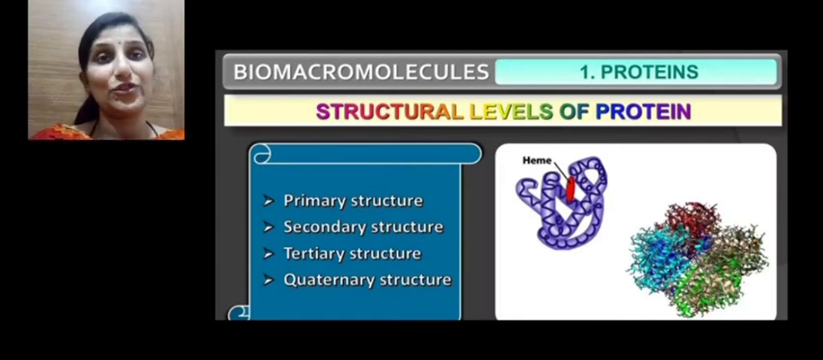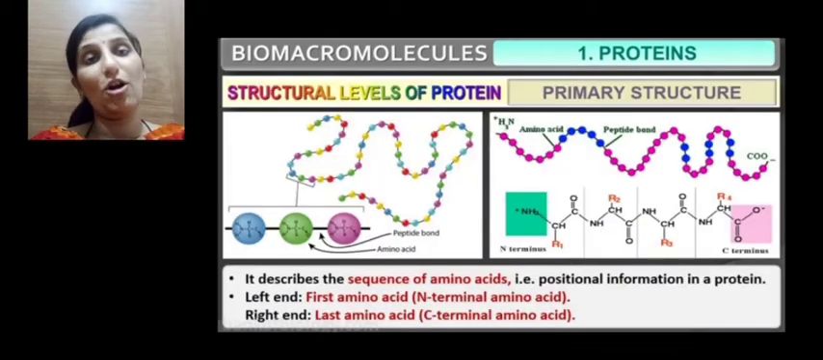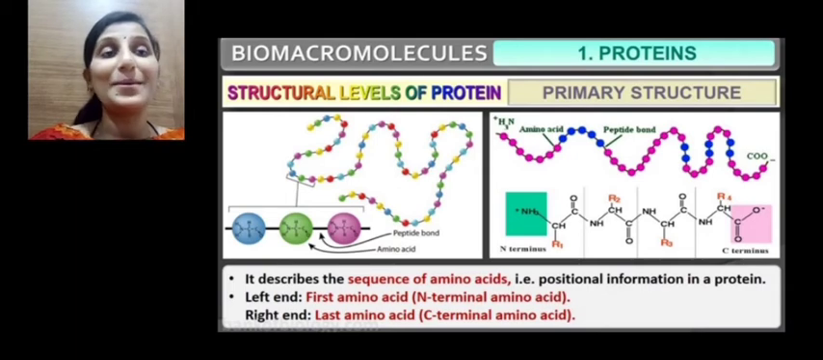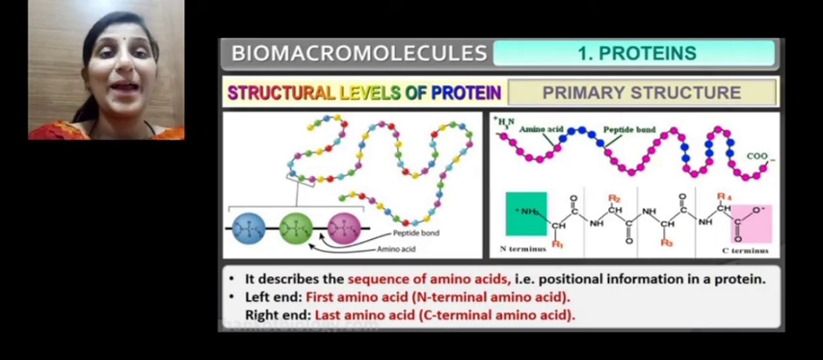It has different structures: primary structure, secondary, tertiary, and quaternary. So these are the levels of organization of proteins. Let's begin with the primary structure of proteins. It describes the sequence of amino acids, a number of amino acids joined together by peptide bonds. So this is nothing but a sequence of amino acids which constitutes a primary structure.